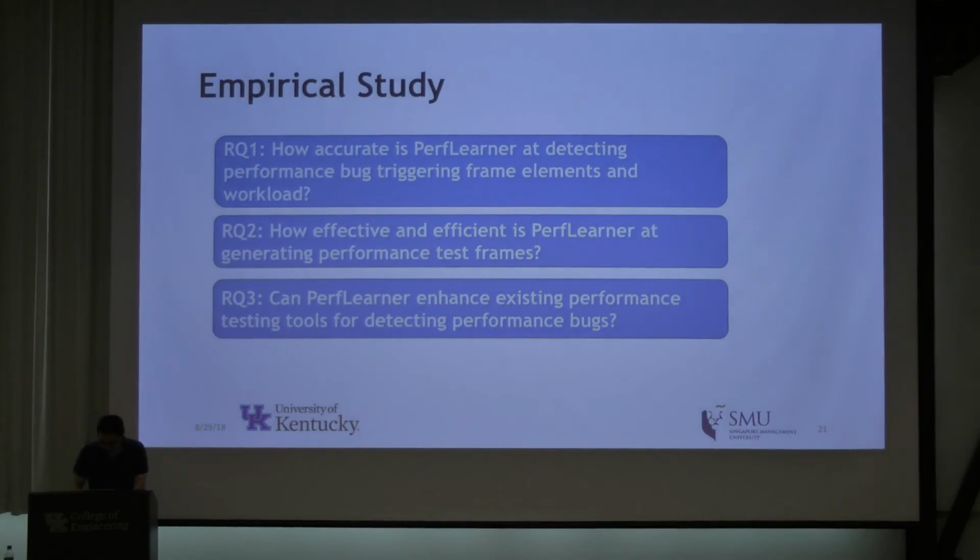To evaluate our framework PerfLearner, we have conducted an empirical study, and we're trying to answer the following research questions. First, we want to see how accurate PerfLearner is at detecting components, blocks, triggering frame elements, and the workload. Research question 2 talks about the effectiveness and efficiency of PerfLearner at generating performance test frames. And lastly, we want to see whether PerfLearner can help existing performance test case generating tools to generate better test cases to detect performance bugs.